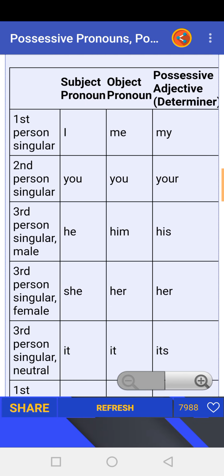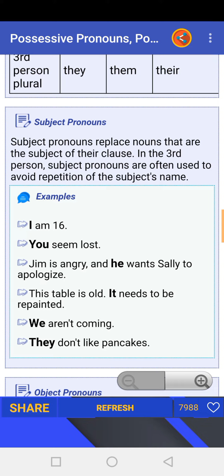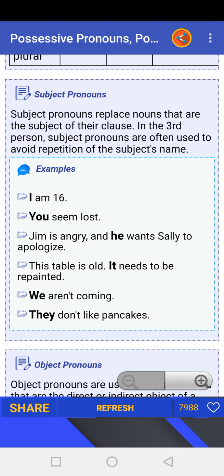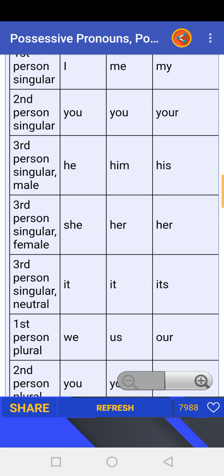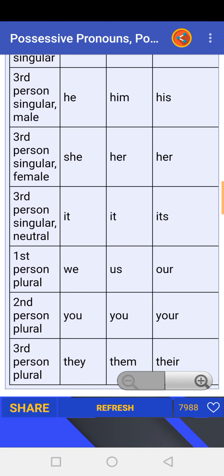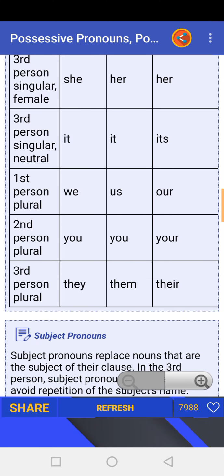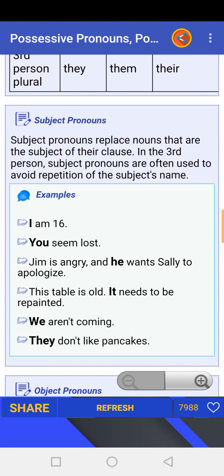Yes, and let's continue with the subject pronouns. As we said before, subject pronouns are I, you, he, she, it, we, you, they. Subject pronouns replace nouns that are the subject of their clause, the nouns that are the subject in their clause.